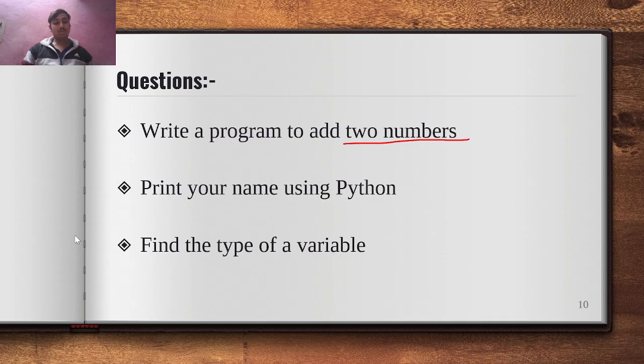Type, for example, 30. It will give me int. Type color, string. So our type also done.